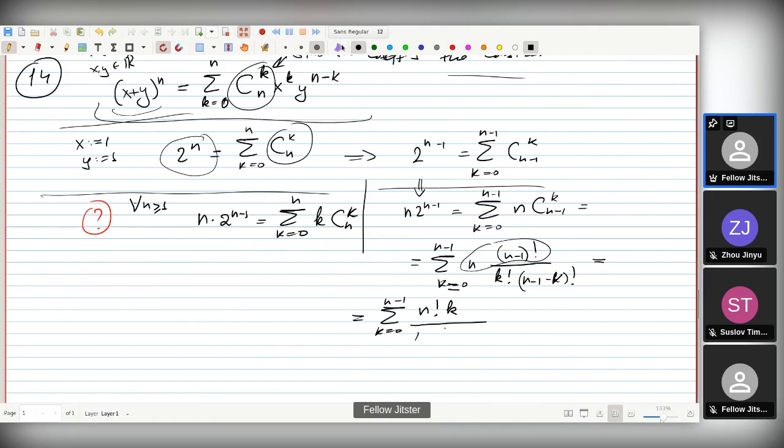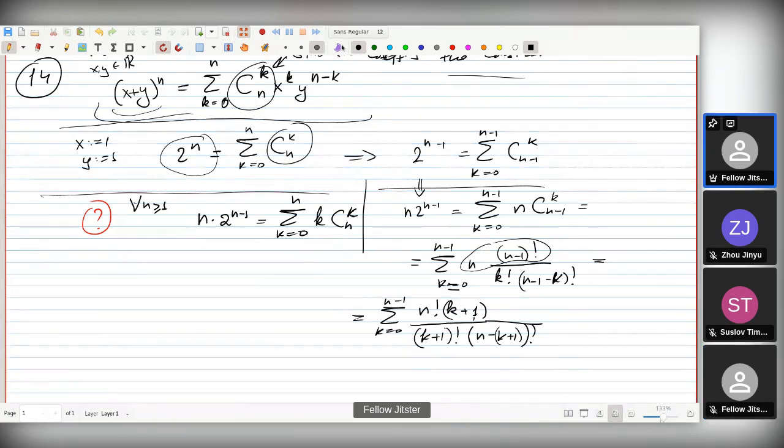So k minus 1 factorial multiplied by k. I see. So we can have k plus 1 here, and k plus 1 factorial in the denominator, and we can rearrange it this way. Do you agree? Yes, indeed.